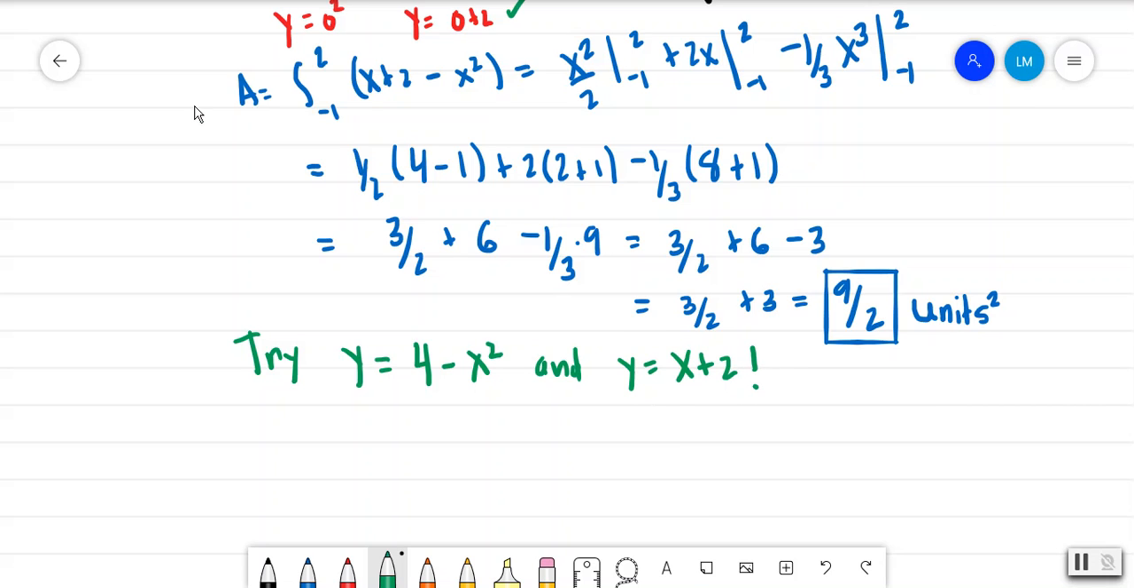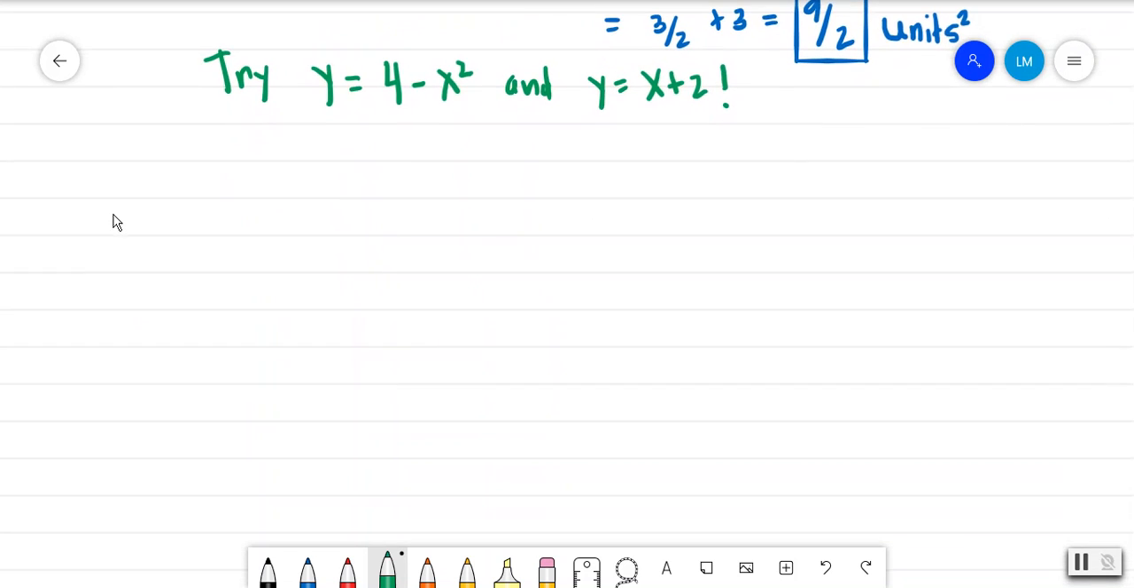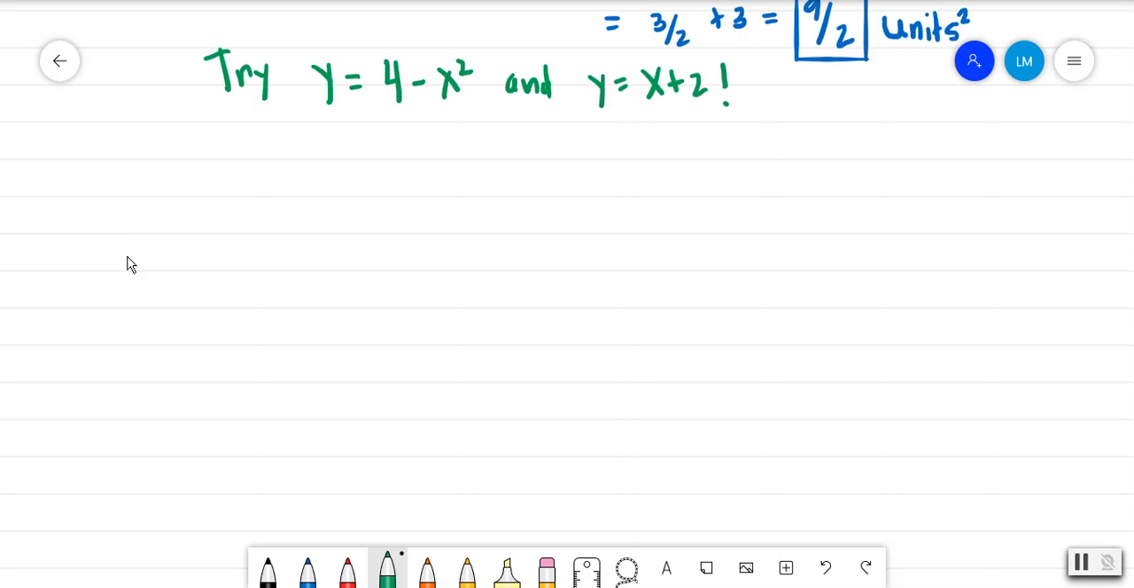Now, let's go ahead and look at another equation. So let's say that we want to find the area.